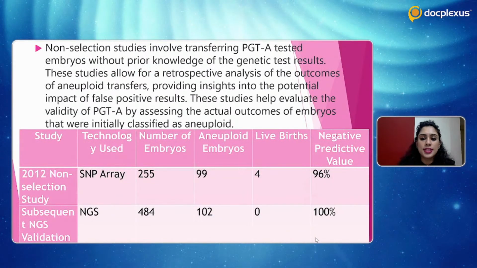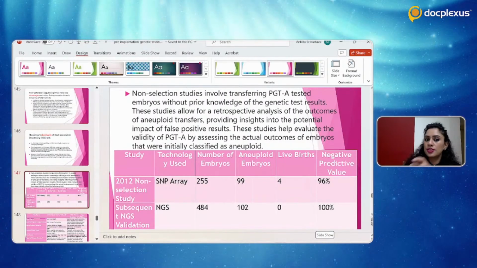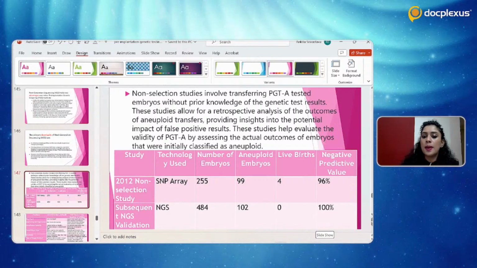Okay, so non-selection studies involve transferring PGT-A tested embryos without prior knowledge of the genetic test results. These studies allow for a retrospective analysis of the outcomes of the aneuploid transfers, providing insights into the potential impact of false positive results. So these studies help evaluate the validity of PGT-A by assessing the actual outcomes of embryos that were initially classified as aneuploid.